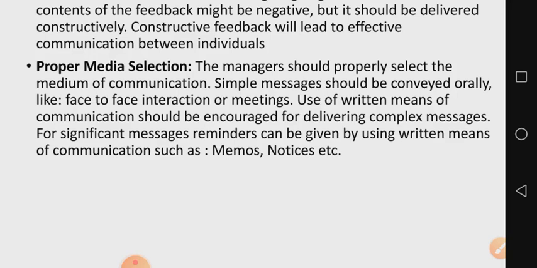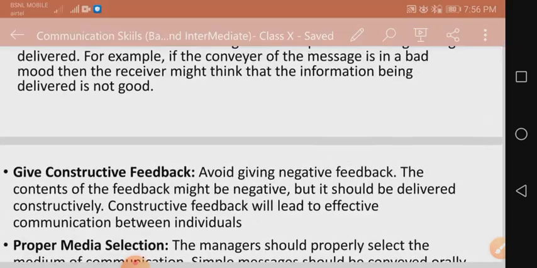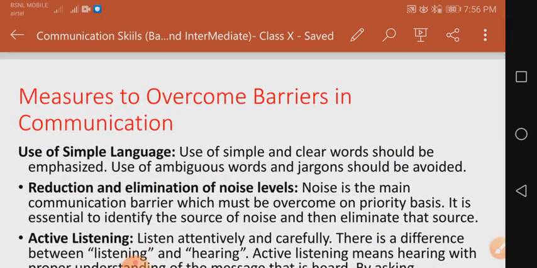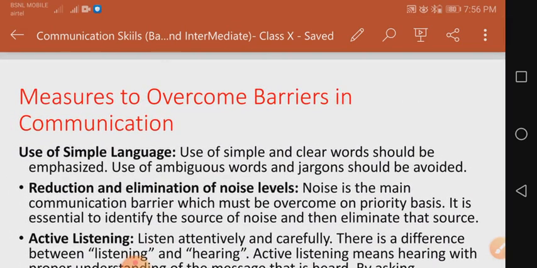Okay, so these were the points that we can take care of before communication, to make a communication effective. We can consider these points before communicating. So these were the measures to overcome the barriers in communication.